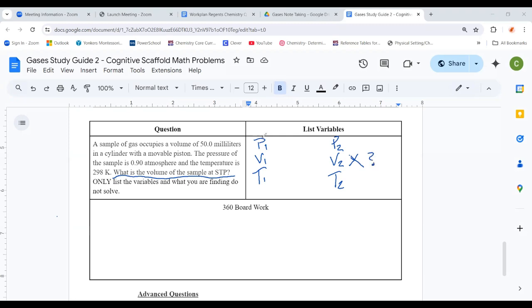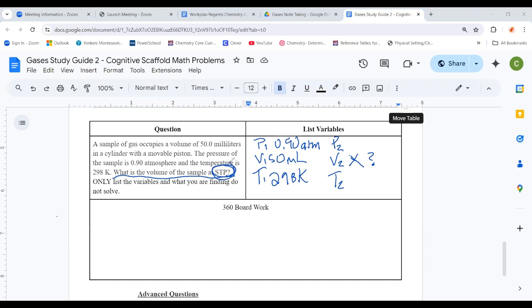Okay, a sample of gas occupies a volume of 50 milliliters. Sorry, guys, in the background, I have videos uploading from previous questions, and I'm clicking on them. Okay, so I've got 50 milliliters. The pressure of the sample is 0.90. Okay, the temperature is 298 Kelvin. Sorry, this is so sloppy. What is the volume of the sample at STP?